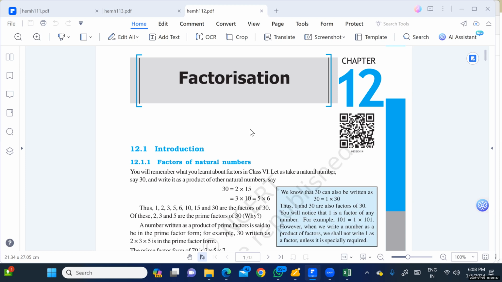Utkarsh? Yes, sir. What is a factor? Sir, the number which is divisible by the... No, forget number or divisible. What is a factor? What is the meaning? Let's say in English meaning. What is a factor?